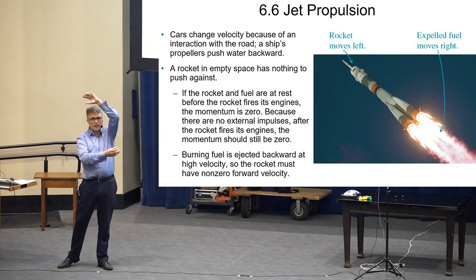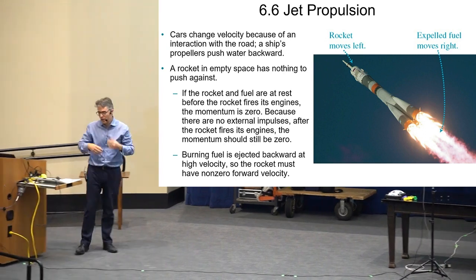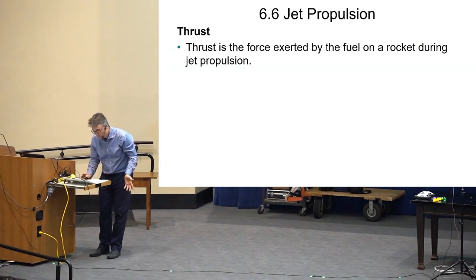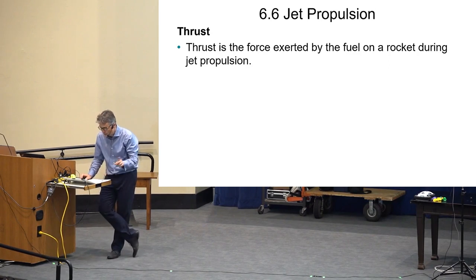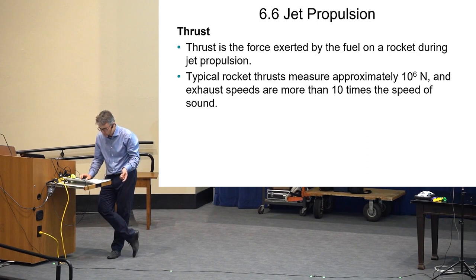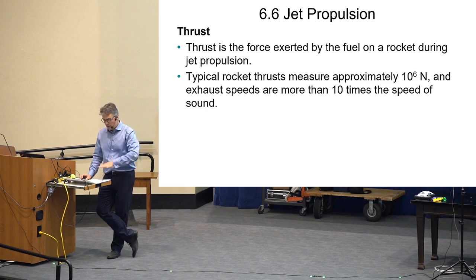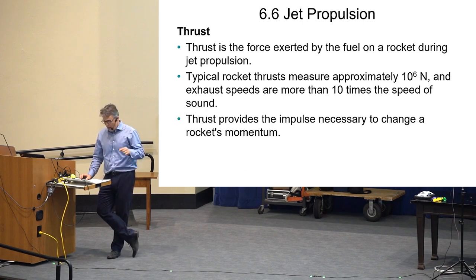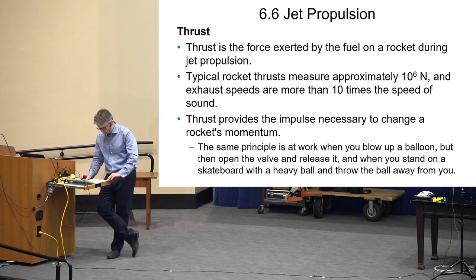You've got a propulsion that's happening from some ejected material called thrust. Thrust is the force exerted on the fuel by a rocket during the jet propulsion, maybe 1,000,000 newtons or something like that. That ejects the exhaust up to Mach 10, and then the thrust provides the impulse that's necessary to change the actual momentum of the rocket part itself. Okay, and same's going on with the balloon when you open the valve and release it.